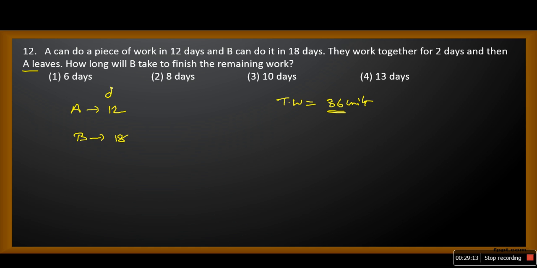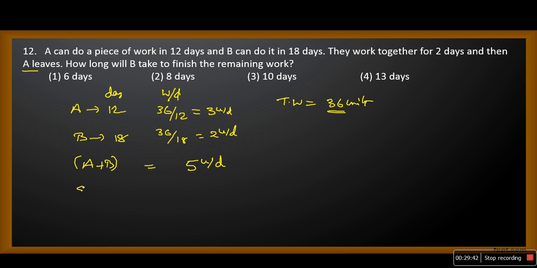Now work done per day. What is the total work? We assume 36. A took 12 days to complete 36 units. So per day A will do how many units? 36 by 12, that equals 3 units per day. Similarly, B will do 2 units per day. A and B together will do 5 units per day. In 2 days, they will do 2 into 5, which equals 10 units. In 2 days, A and B will do 10 units.